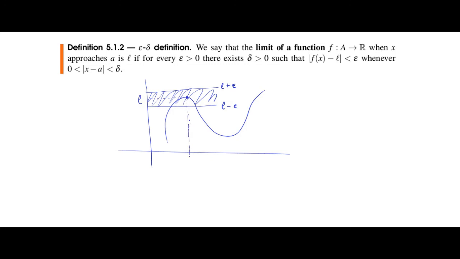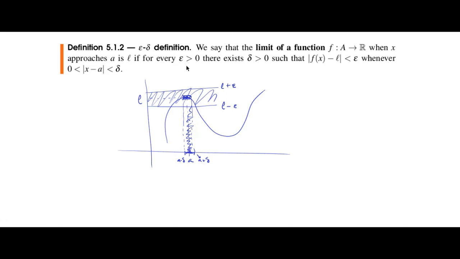Sorry, this is a. We can always find an interval around a, which is what it means. This is a minus delta and a plus delta. We can always find an interval such that the mapping of the values here, this mapping, when you get here, is only going to be in this interval. So it's contained in this L minus epsilon, L plus epsilon. So that's what this means.